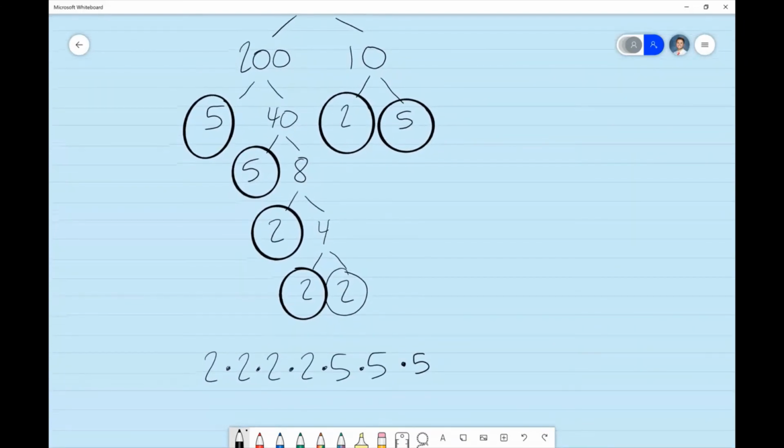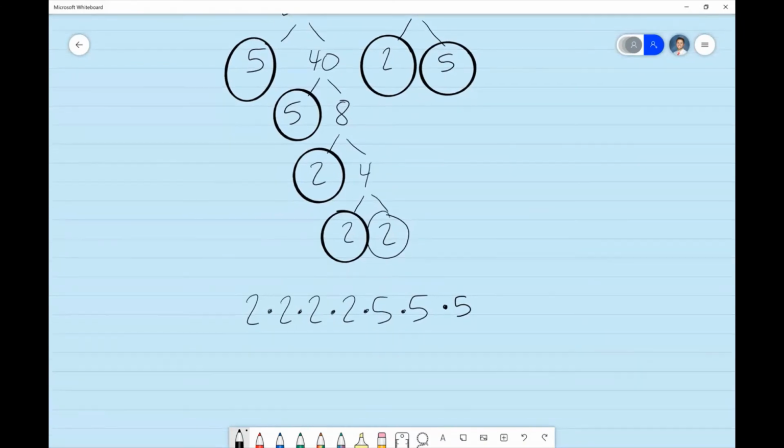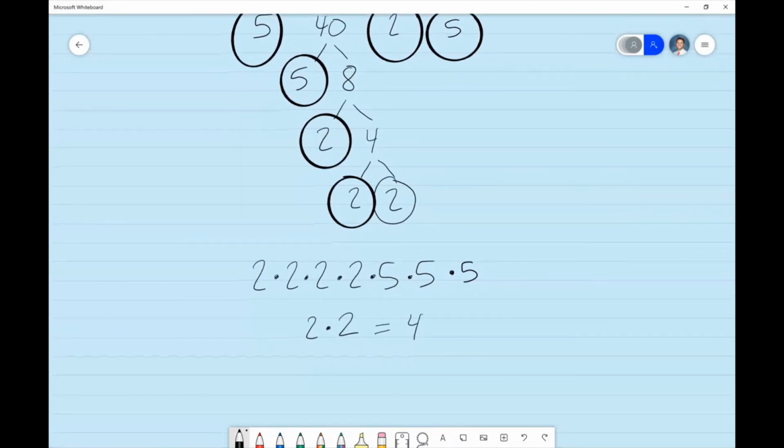If we wanted to analyze all of the perfect squares that we have here, a perfect square is the result of a number being squared. For example, we've got 2 times 2 here, which would be 4, and that's a perfect square. We also have 5 times 5, which is 25, also a perfect square. And 2 times 2 times 2 times 2, that's 4 times 4, which is 16, also a perfect square.